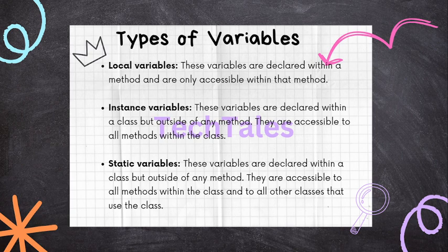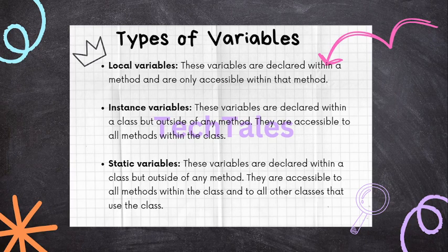Second one, instance variables. Variables which you declare within any class but outside of any method are called instance variables. You can access these variables in all the methods within your class. Instance variables are associated with the object. So once you create an object of a particular class, instance variables get initialized and get destroyed when that object gets garbage collected by JVM.